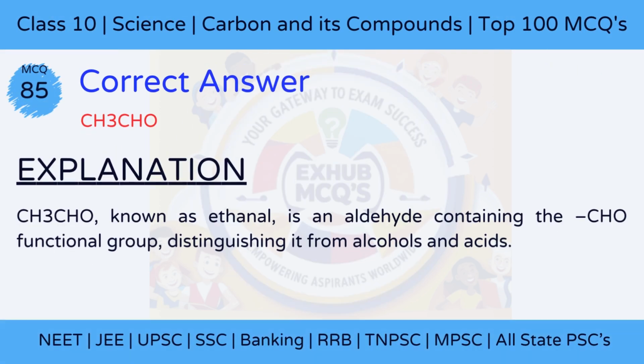The correct answer is option B, CH3CHO. Explanation. CH3CHO, known as ethanal, is an aldehyde that contains the CHO functional group. It is distinct from alcohols and carboxylic acids.